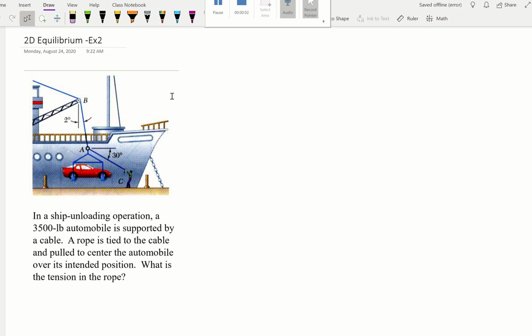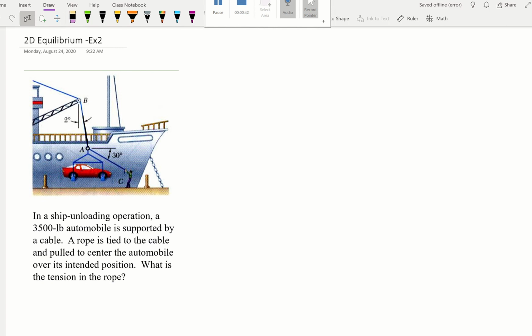Hi, in this video we're going to look at another example of 2D equilibrium. The problem setting: a ship unloading operation. A 3,500-pound automobile is supported by a cable. A rope is tied to the cable and pulled to center the automobile over its intended position. What is the tension in the rope?